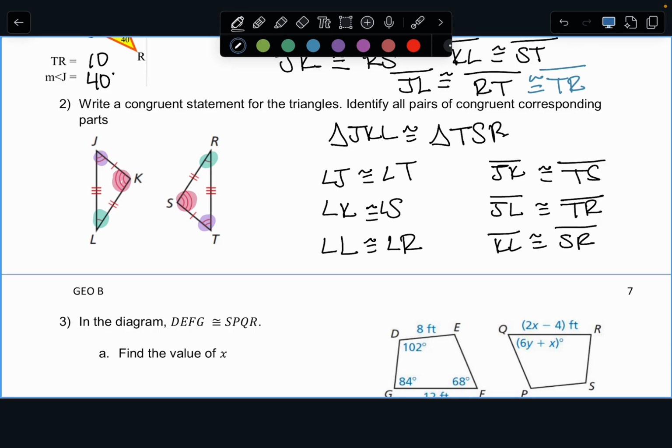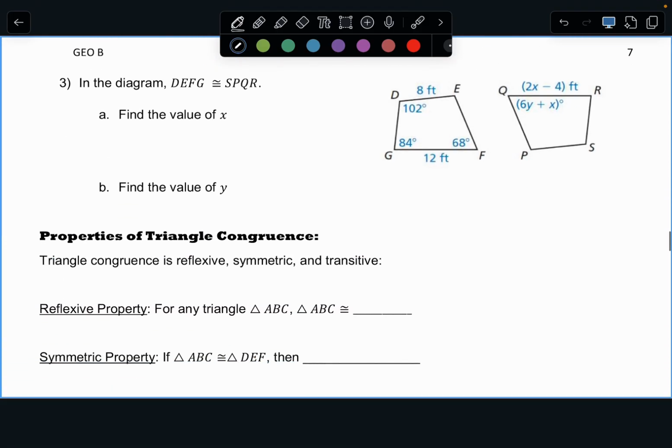Okay? Questions on those? There's going to be one like that on your test where you have to write all 7 things. Okay, next page. Turn it over. There's also going to be some like this on your test where you are told 2 things are congruent.